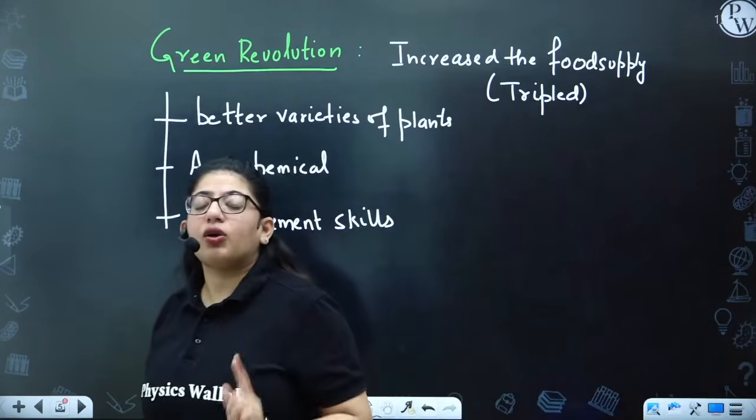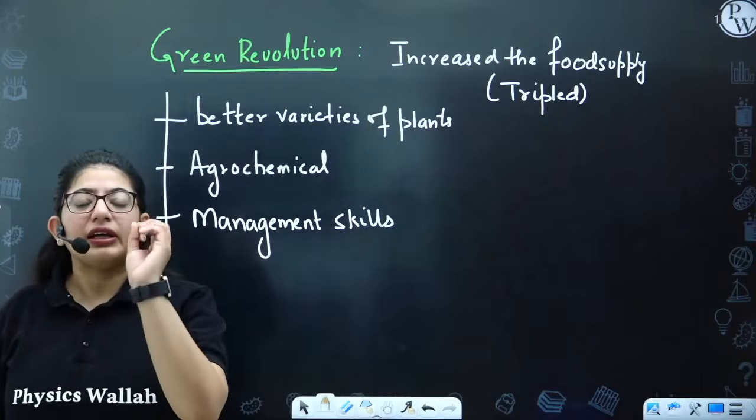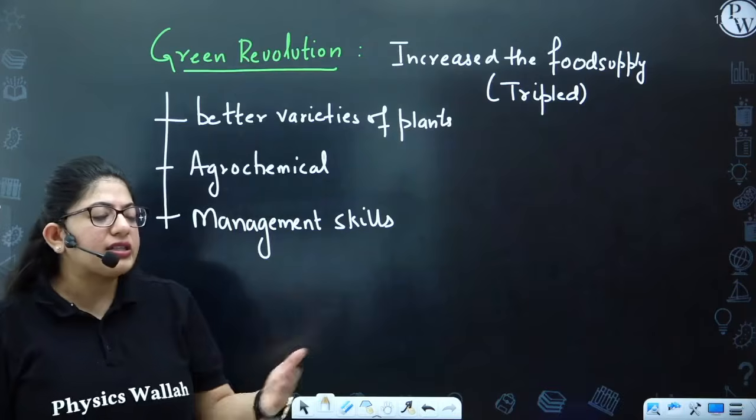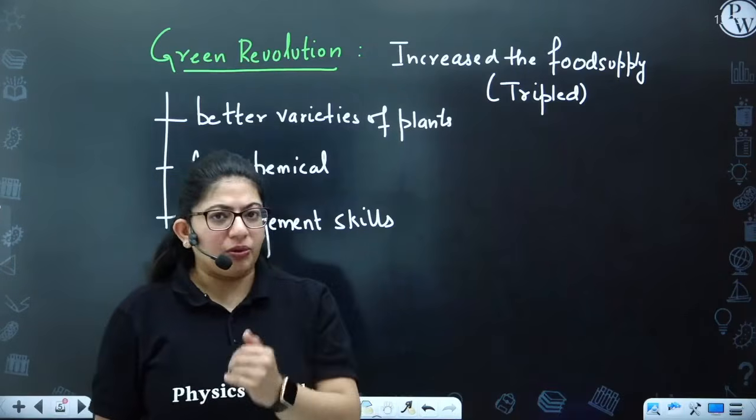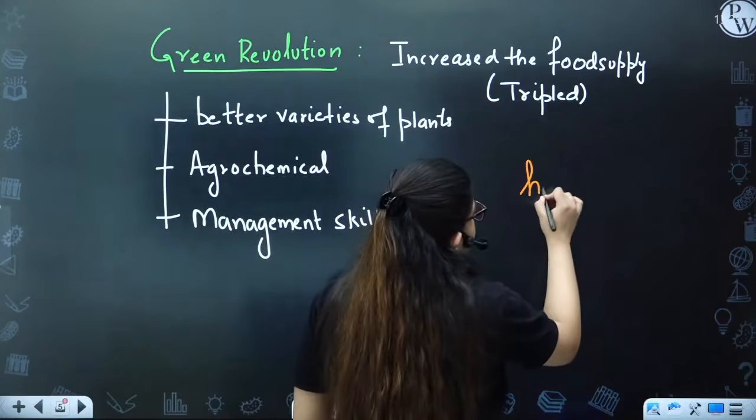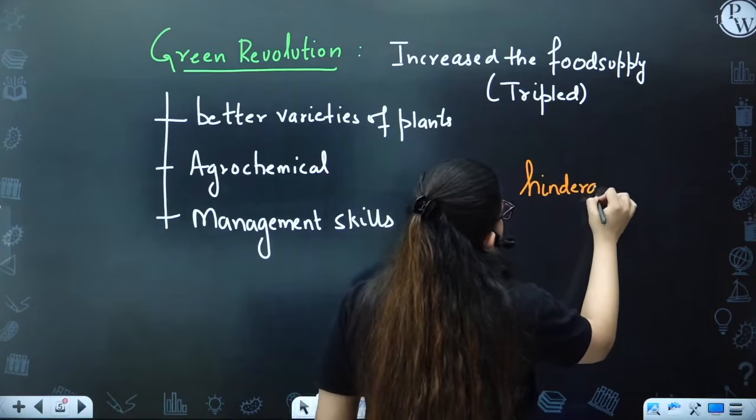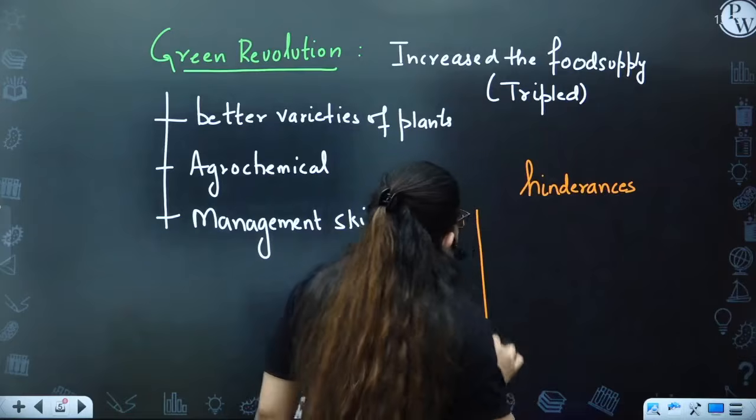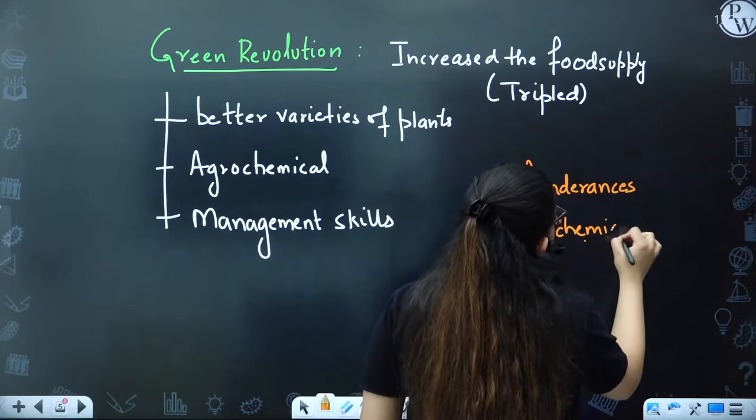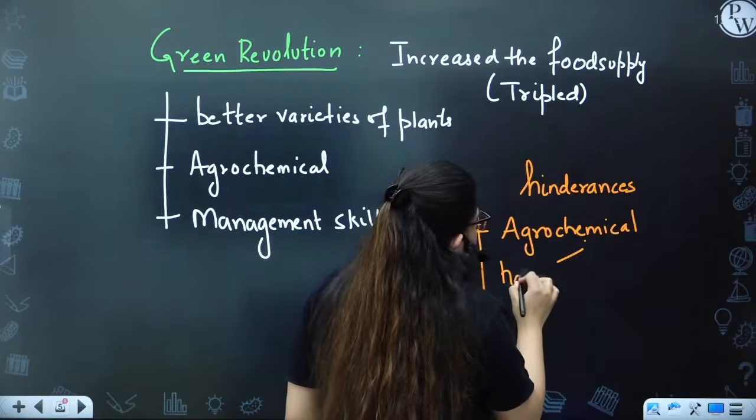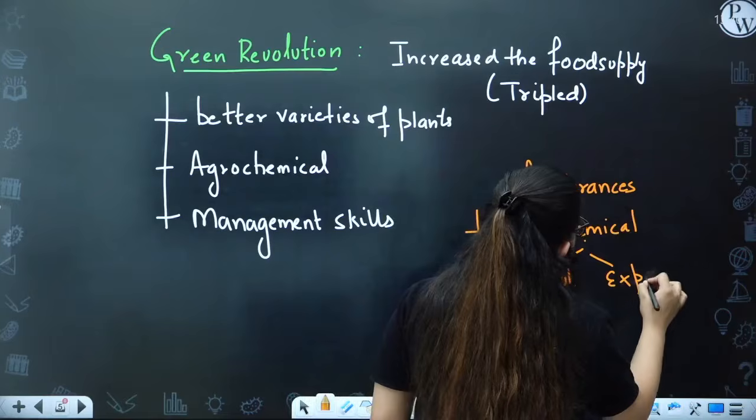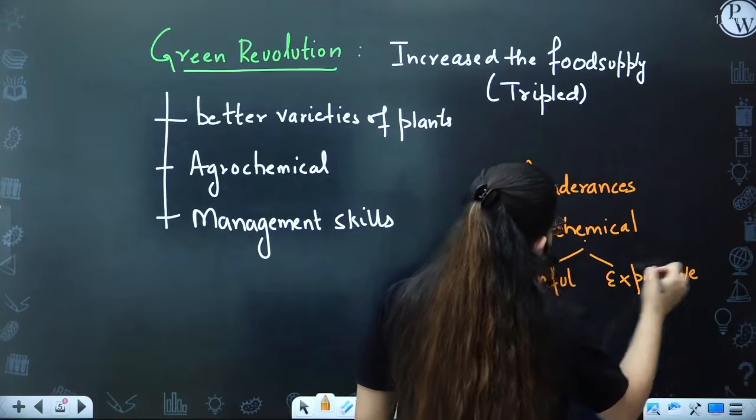But again, there are a lot of hindrances, or negative points, of the Green Revolution. That's why nowadays they are saying that you should use GMO. And what are these hindrances or drawbacks of the Green Revolution? The first hindrance is that these agrochemicals are themselves not good. As I've told you, these agrochemicals are harmful to us and to nature, and they are so expensive that a farmer will not be easily able to afford them.